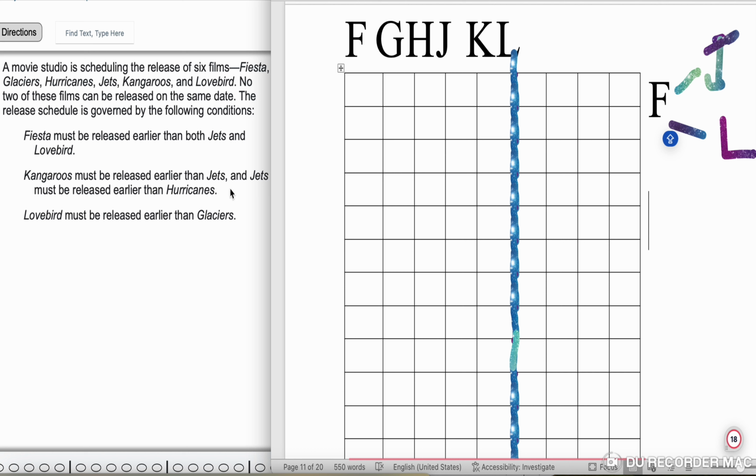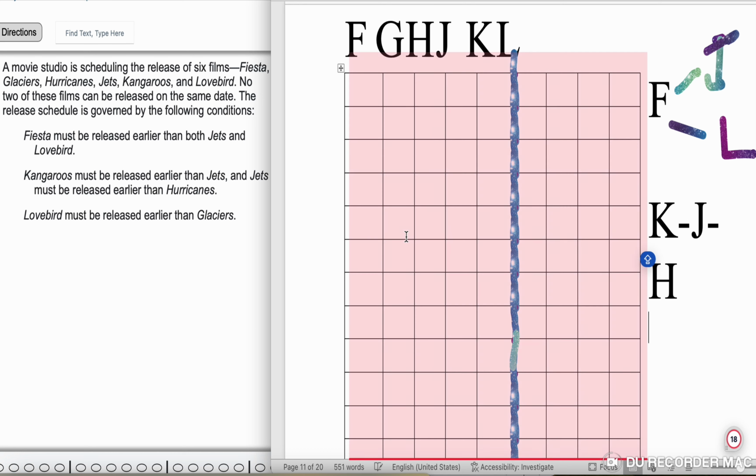K must be released earlier than J, so K before J. And J must be released earlier than H. So, not that hard. K earlier than J, and J earlier than H. With that information, we're going to follow it accordingly. And the last condition is that L must be released earlier than G.